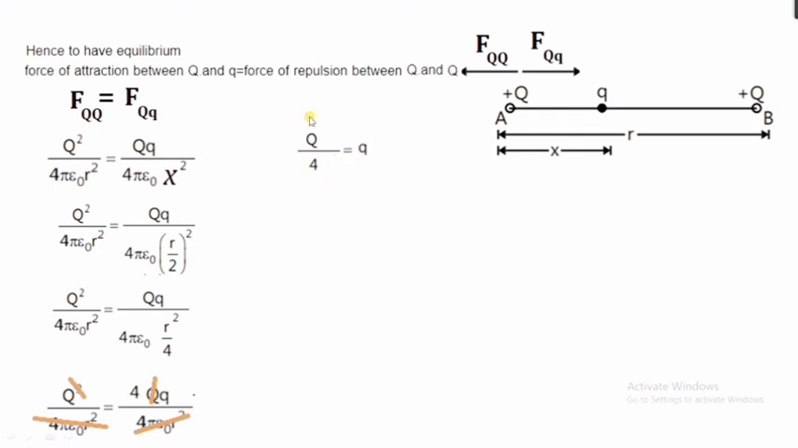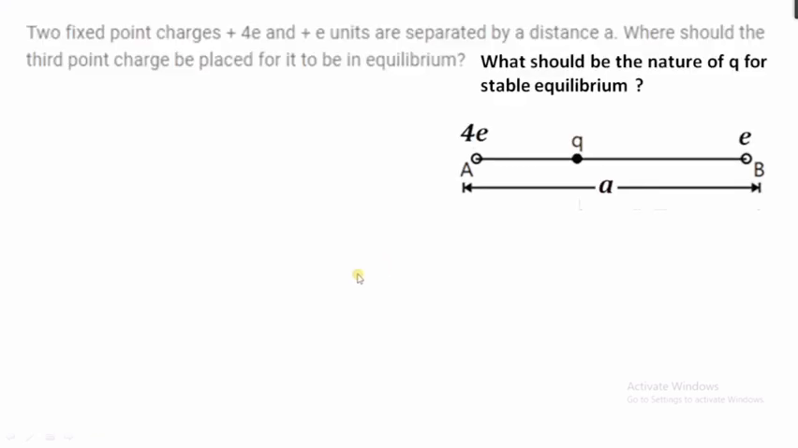So this is the final expression. So we have got the sign, that is negative, we have got the distance, that is x by 2, and we have got the charge, that is capital Q by 4. So next question, now 2 point charges plus 4e and plus e units are separated by a distance.